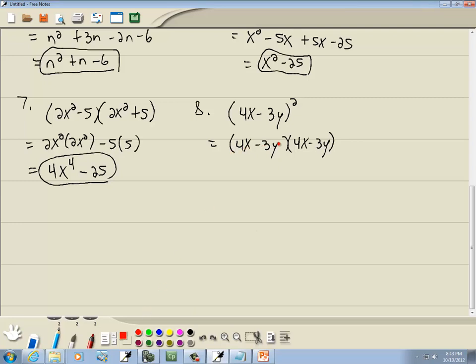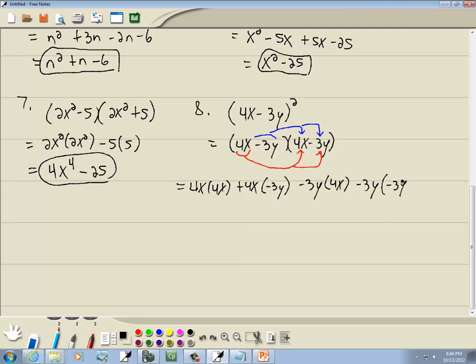Now again, we have two terms times two terms. So we'll take this first term, the 4x, multiply it times the 4x over there, and times the negative 3y. Now we'll take our second term, the negative 3y, and multiply it times the 4x, and times the negative 3y. Let me write out what I just said. 4x times 4x, 4x times negative 3y, negative 3y times 4x, and negative 3y times negative 3y.